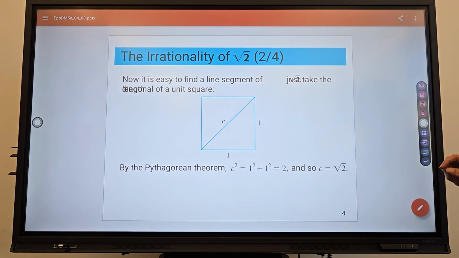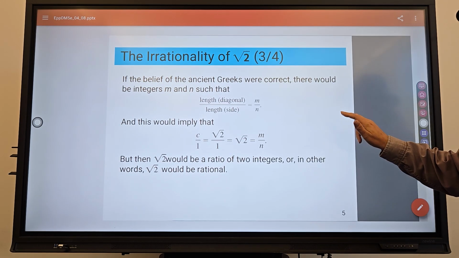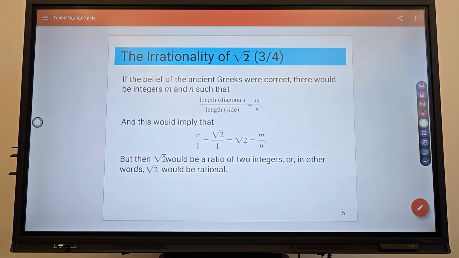Now it's easy to find a segment of square root of 2 length, just take the diagonal of a unit square. By the Pythagorean theorem, the hypotenuse would be the square root of 2. If the belief of the ancient Greeks were correct, there would be integers m and n such that the diagonal and the side were proportional.